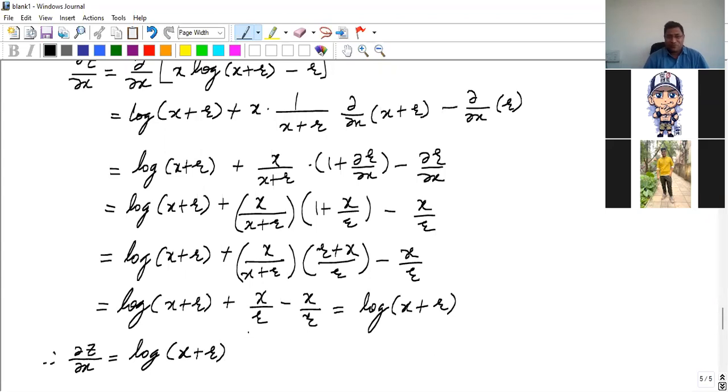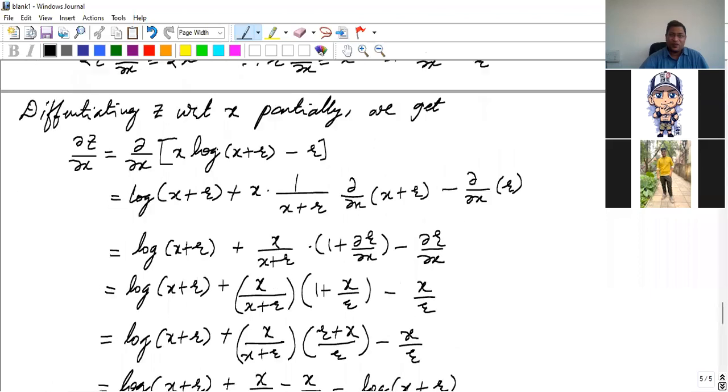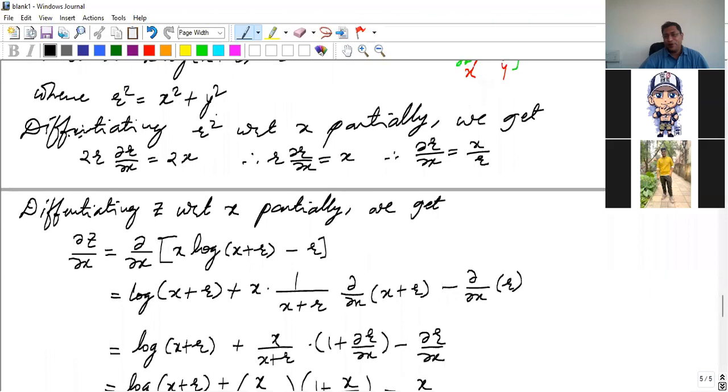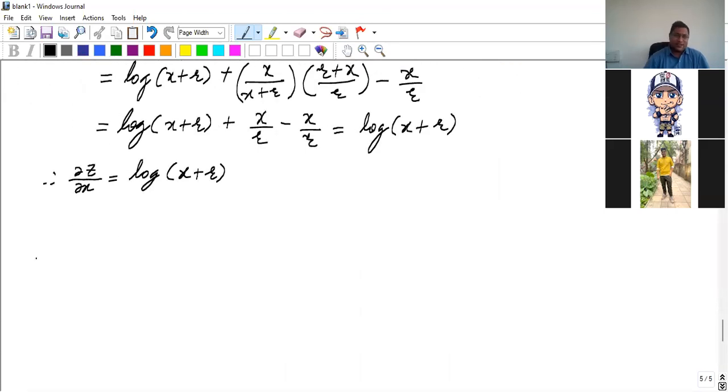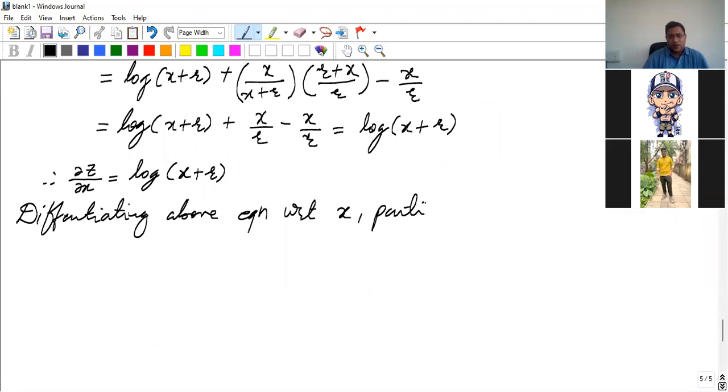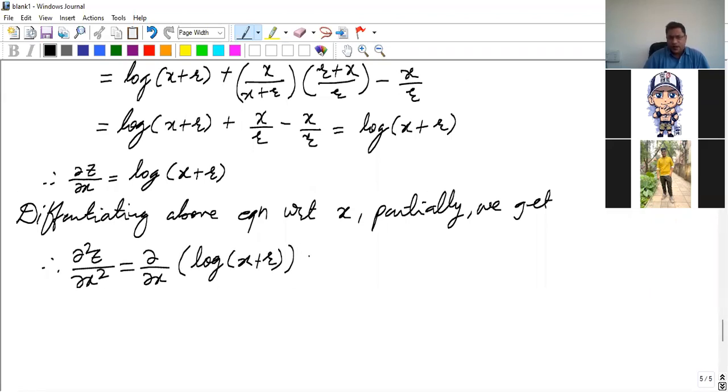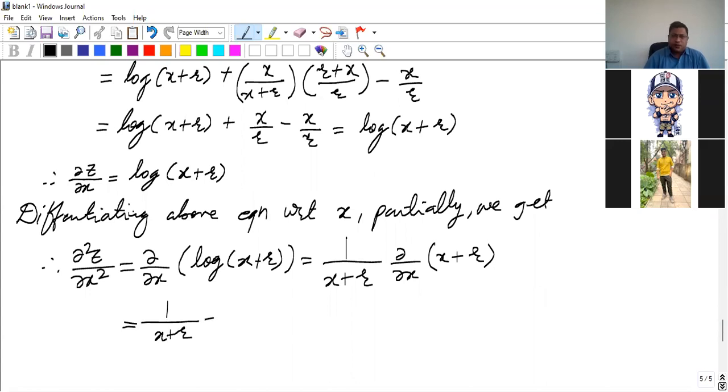Now see, we want the third order derivative, so again we have to differentiate this with respect to x. So we write: differentiating the above equation with respect to x partially, we get ∂²z/∂x² equal to ∂/∂x of log of x plus r. That is 1 upon x plus r times ∂/∂x of x plus r, so we get 1 upon x plus r into 1 plus ∂r/∂x.